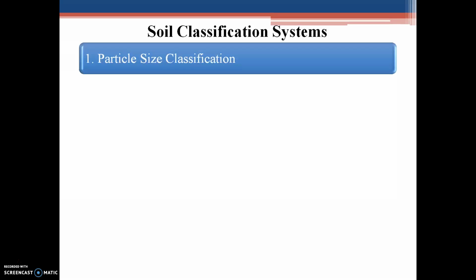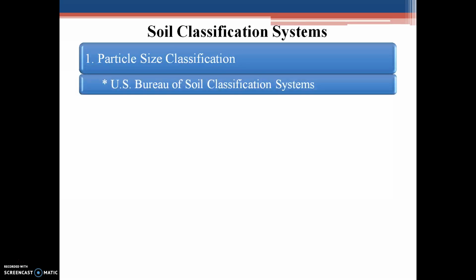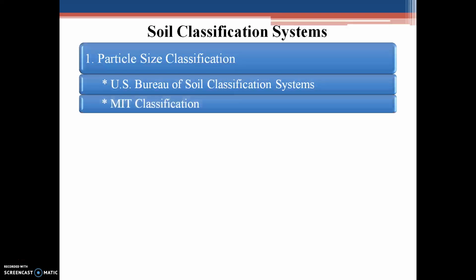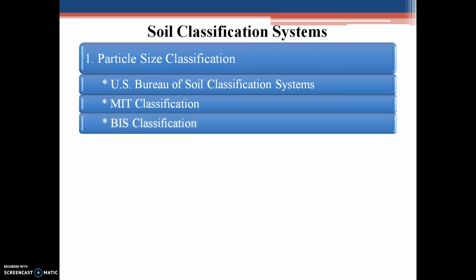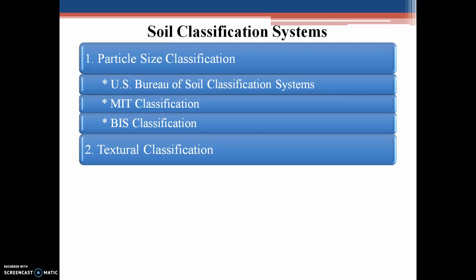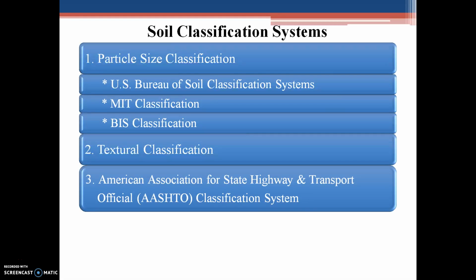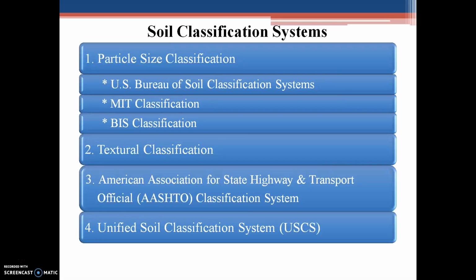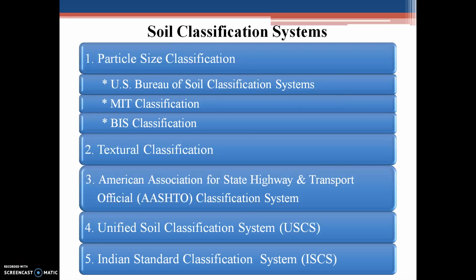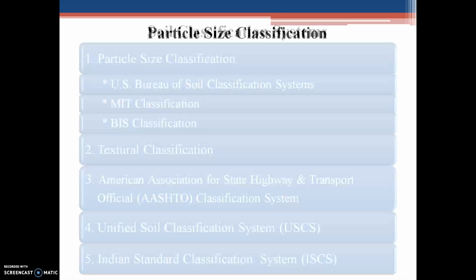So, there are various types of soil classification systems like particle size classification, in which we have US Bureau of Soil Classification System, MIT classification system, that is Massachusetts Institute of Technology classification system, and BIS, Bureau of Indian Standard Classification System. Next is the textural classification system. Third is the American Association for State Highway and Transport Officials Classification System, popularly known as the ASTO classification system. Next is the Unified Soil Classification System, and last is the Indian Standard Classification System.